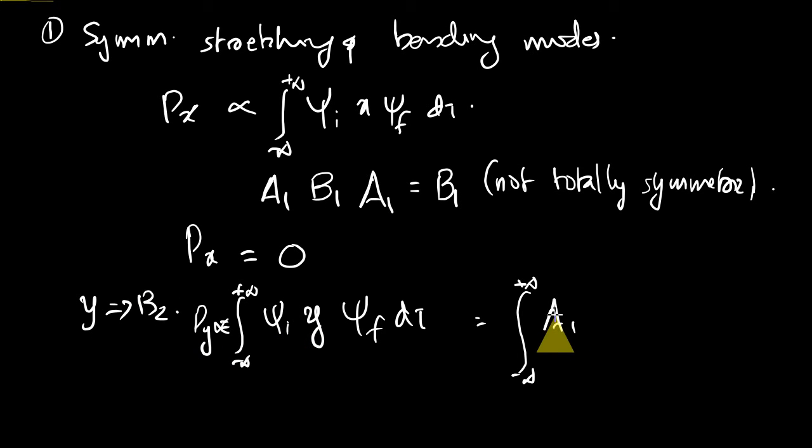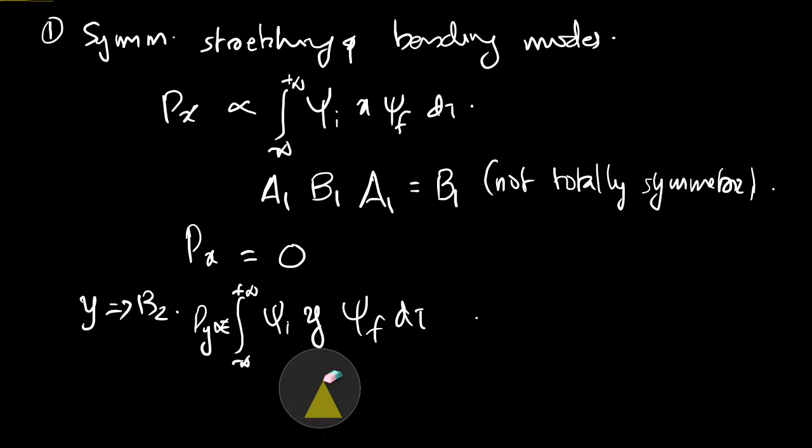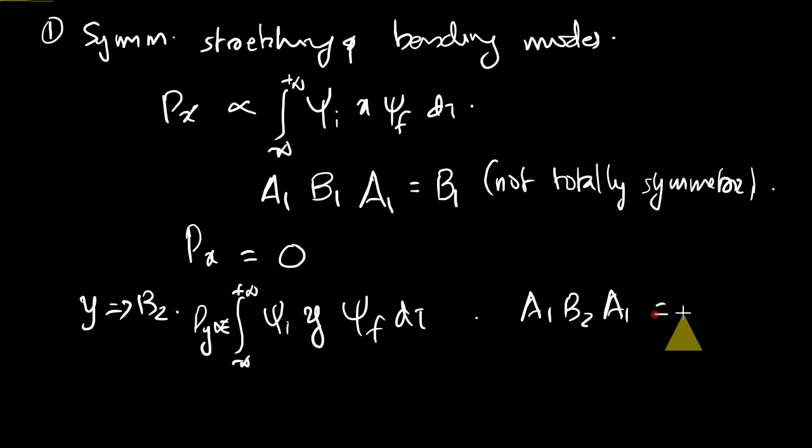So we have to assign this one. Psi I is equal to A1. Then y is B2. And again psi f is A1. A1 B2 A1 is equal to B2. That is not totally symmetric. Therefore Py is also equal to 0.